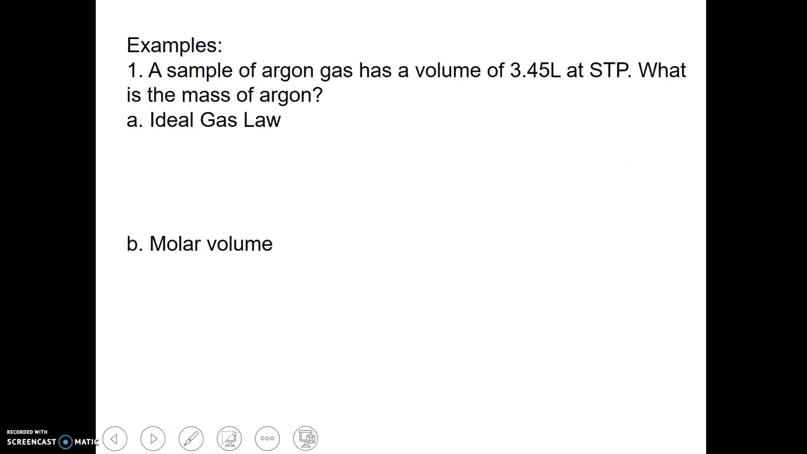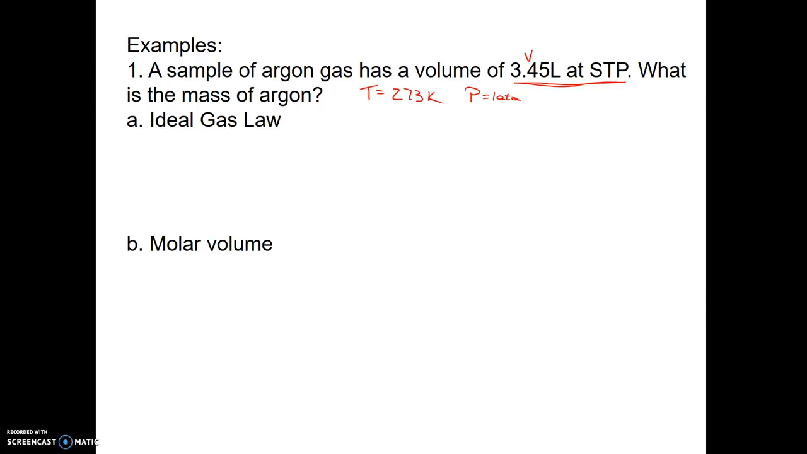And so our first example is a sample of argon gas has a volume of 3.45 liters at STP. And so that first part is that 3.45 liters would represent our volume. STP tells us we know our temperature is equal to 273 Kelvin, and our pressure would be equal to 1 atm. And so our question is, what is the mass of the argon?